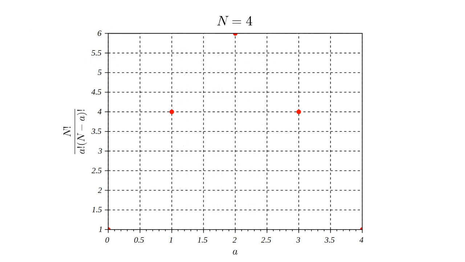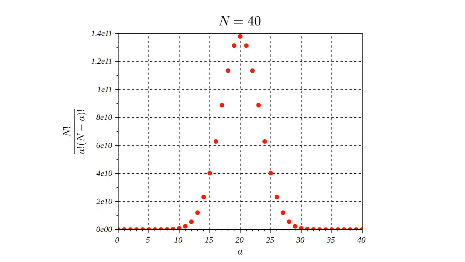Now that we have a mathematical expression for the number of microstates corresponding to A heads showing when we flip N balls, we can simply plug in values for N and A and let a computer calculate the results. Here is a plot of the results for N equals 4 and A varying from 0 to 4. Here's the plot for N equals 40. The number of microstates for A equals 20 is almost 140 billion. Obviously, we weren't going to figure that out by counting all the microstates.